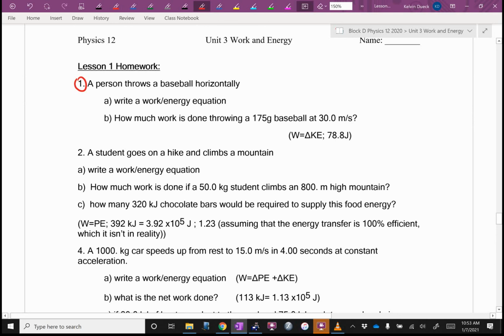Number 1. It says write a work energy equation. I think you're going to use change in potential plus change in kinetic. How did I figure that out? Because there's a speed in part B, and kinetic is the one that has speed in it. We're going to assume that you're throwing the baseball horizontal. Oh, it does say horizontally. If you're throwing it horizontally, is there a change in height at all? No? That's why it says work equals change in kinetic. It doesn't say change in potential plus change in kinetic, because the change in potential is 0. So number 1, try that.